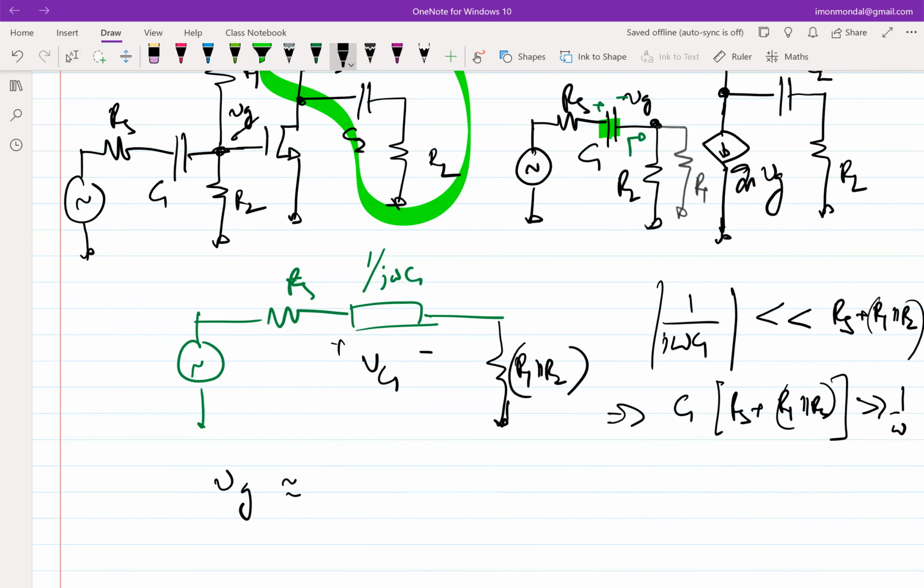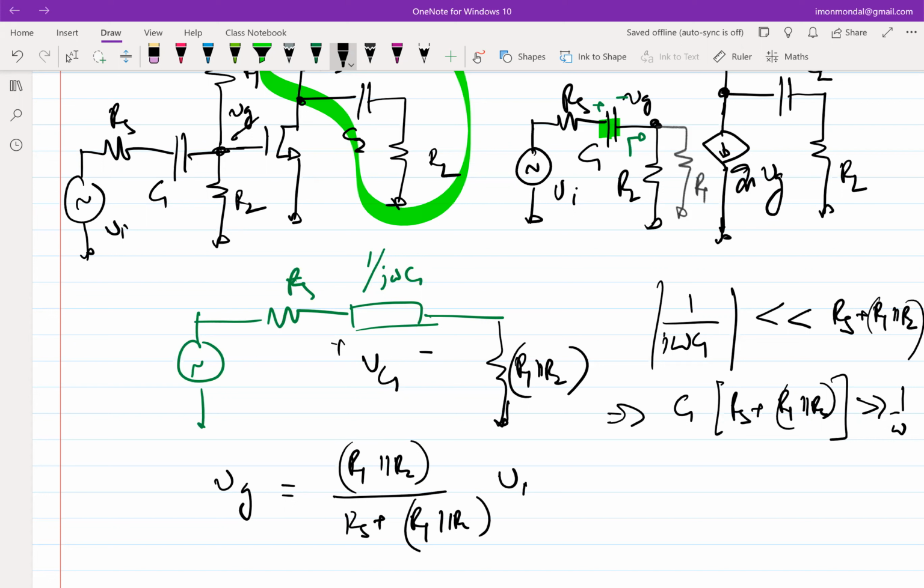VG will be not approximately, VG will be equal to R1 parallel R2 by RS plus R1 parallel R2 times VI, right? Now, note that RS is not in your control because it's probably coming from some specifications, a previous stage, but R1 parallel R2 is in your control.